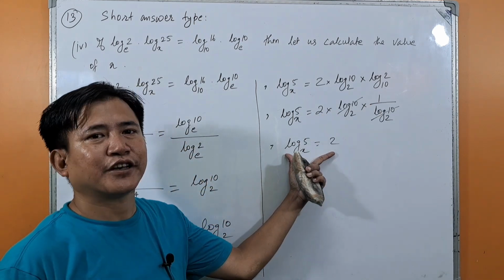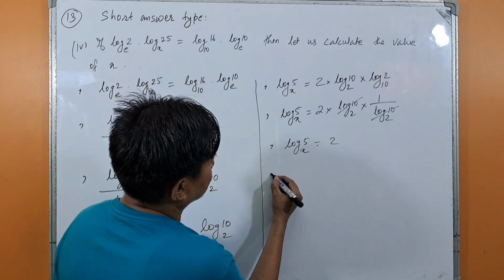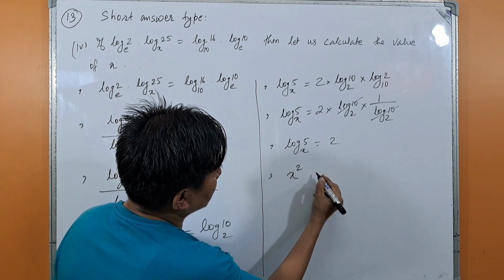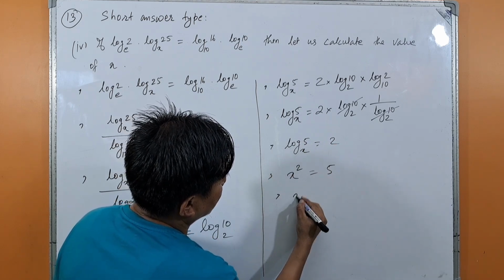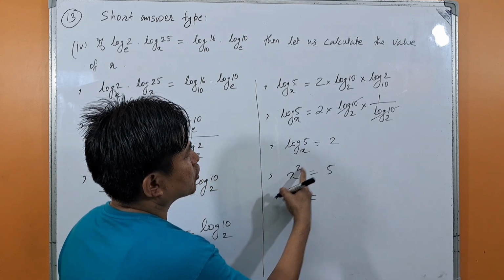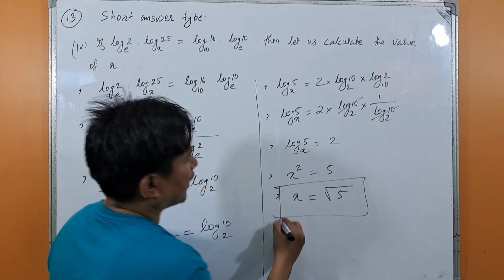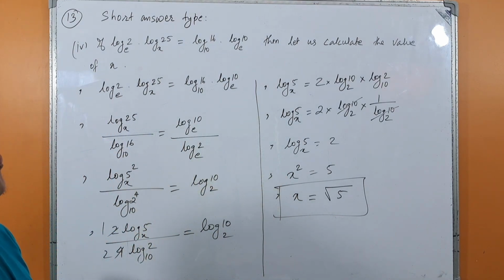This is a logarithmic equation, isn't it? So we can convert this to exponential equation. Or this x we write here, this 2 comes here as power equal to 5. This 5 we write here. x equal to, when we take this square to the right hand side, becomes root under 5. Okay, so the value of x is root under 5. This is the solution for question number 4 of 13.